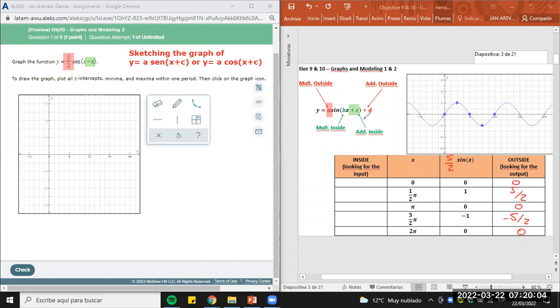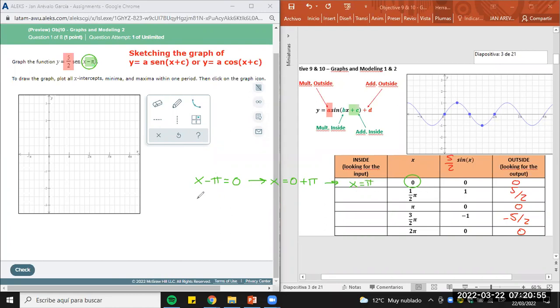Now let's do, that was the outside part. Let's do the inside part. You're subtracting pi from what you have inside your trig function. So what you're gonna do is write what you have inside, that is x minus pi, and you're going to equal that to your original input. So x minus pi equals 0. So we want to find out what is the value of x that makes the original input. So we're going to solve this equation. That will be 0 plus pi. That means that x equals pi.